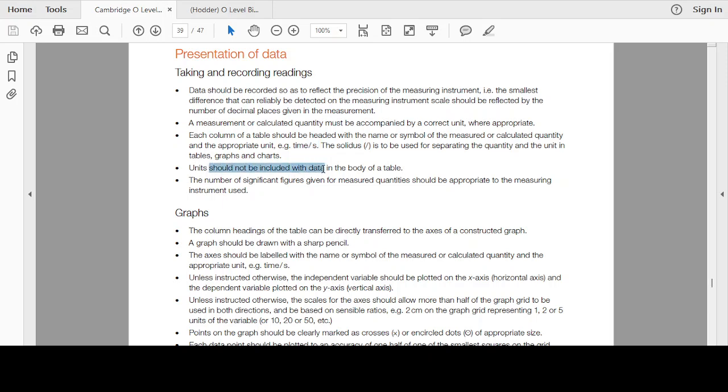Units should not be included with data in the body of the table. So you've put it up over here in the heading. And so whatever reading of time you're putting here, you don't need to put in 5 seconds, 10 seconds, 15 seconds. No, you've put up time in seconds in the heading. And so everything else you're writing down, we know you're talking about seconds. You don't need to repeat that. The number of significant figures given for a measured quantity should be appropriate to the measuring instrument used. Again, similar to what we talked about here.